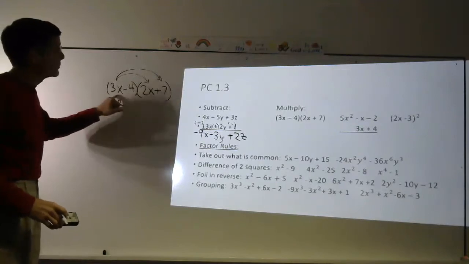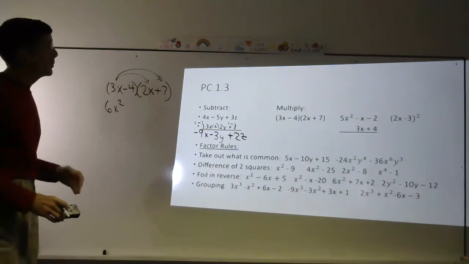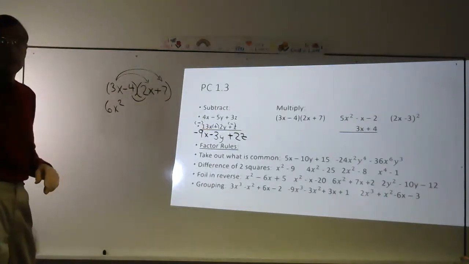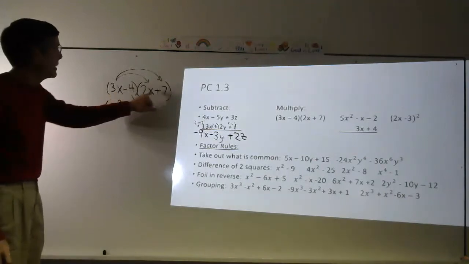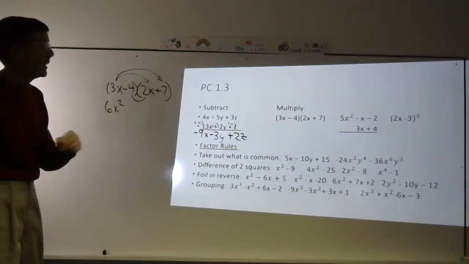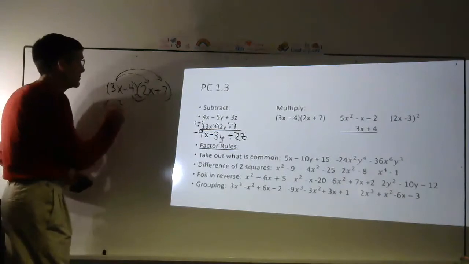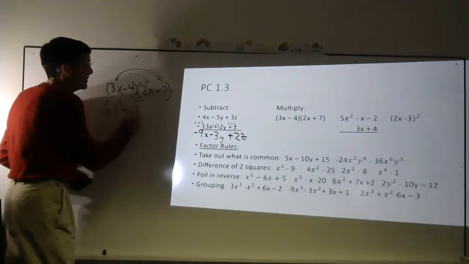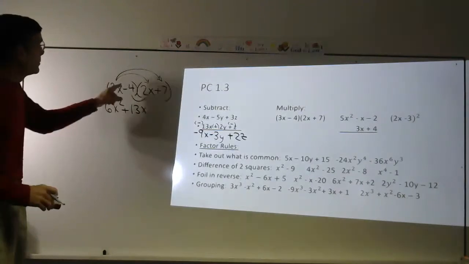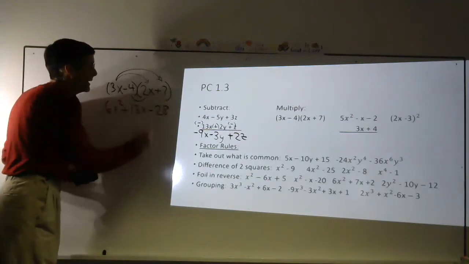Now we're doing the outer terms. O for outers, 3x times 7 is 21x. Then we do the inners. Negative 4 times 2 is negative 8x. So it's 21x and negative 8x. Should be able to do that. 21x and a negative 8x. You subtract and give it the sign of the biggest. Would be a positive 13x. Yeah? Okay? Then we do the last terms. Negative 4 times 7 is negative 28.